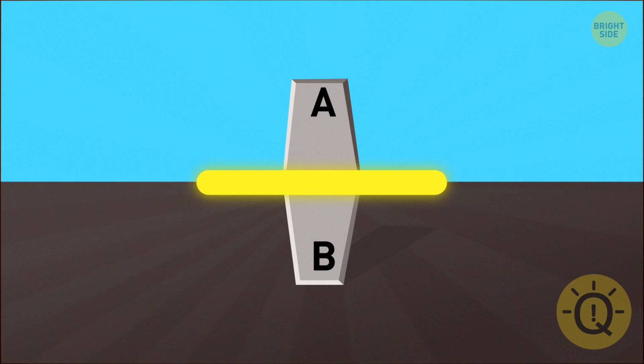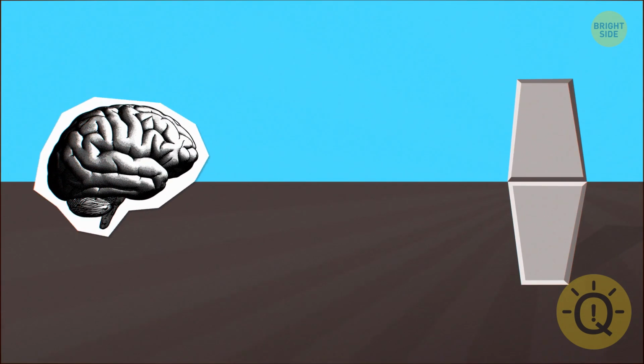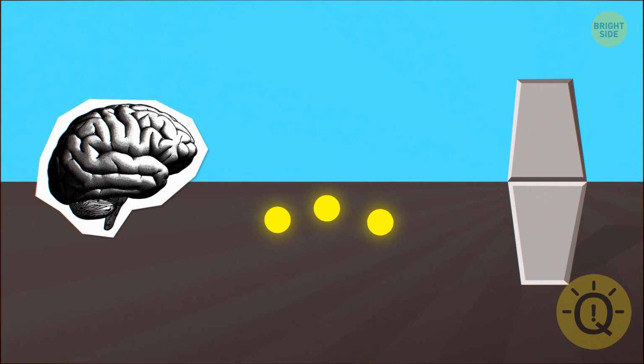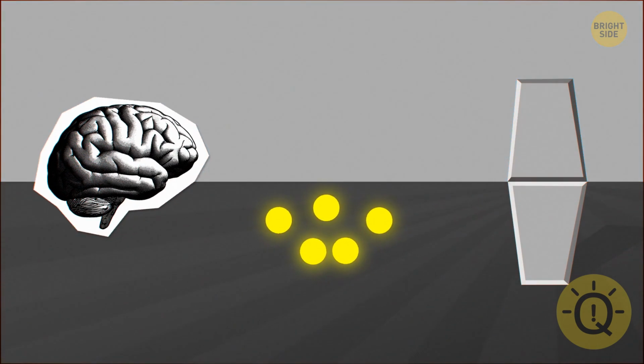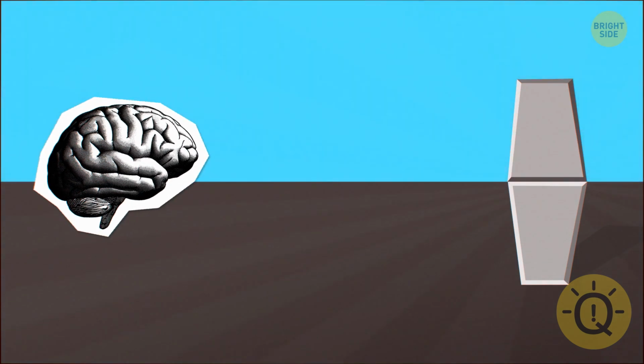Scientists still can't explain this illusion. One theory says this might be because of how your brain interprets the signals from the photoreceptors in your eyes. The most active cells reduce the activity in neighboring ones, and this creates a contrast that's not in fact real.